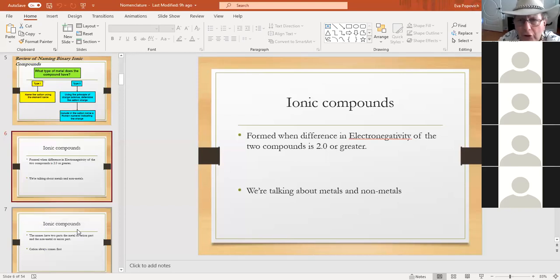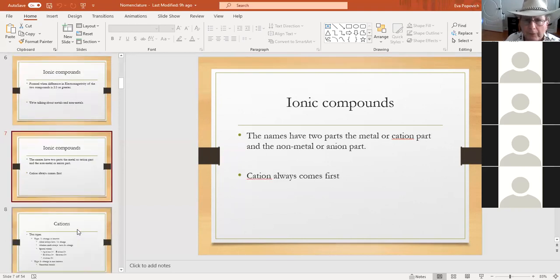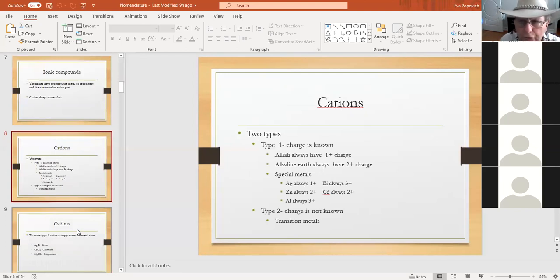When we're dealing with ionic compounds, we're talking about electronegativity differences, 2.0 or greater. Basically, we are talking about metals and nonmetals. Ionic compounds have two parts to their name. You name the cation first, then you name the anion. You name the positive ion first, then you name the anion. Two types again, type 1 and type 2. So how do we tell what's what?